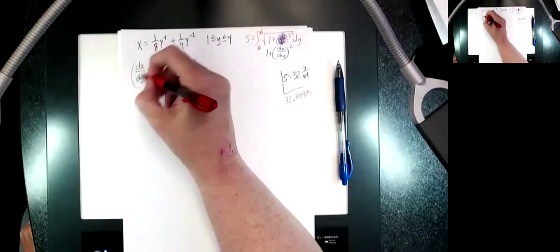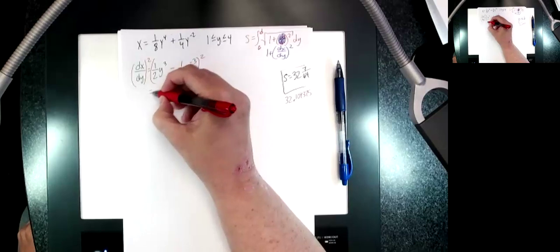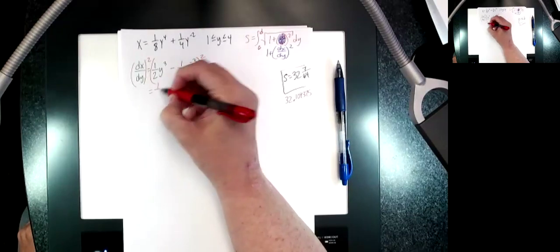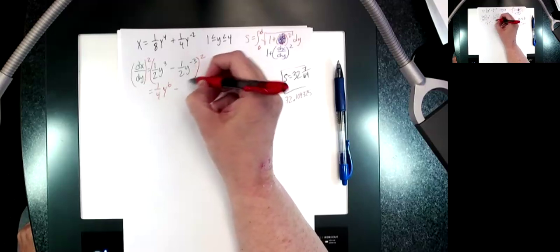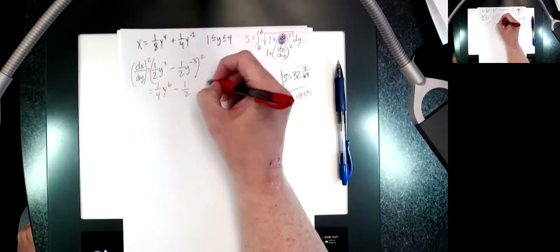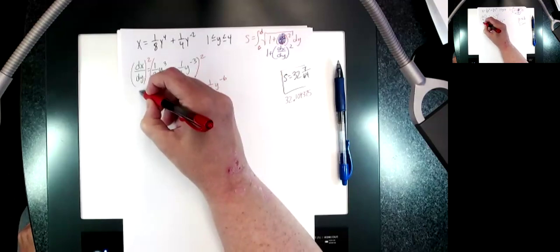All right, I'll start doing it. If you're still working, keep checking along, check up every once in a while, see how you're doing. I'm getting 1/4 y to the 6th, and then this is 1/4 and another 1/4, like minus 1/2, and then plus 1/4 y to the -6. So that's dx dy squared.